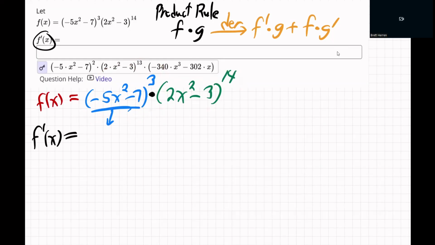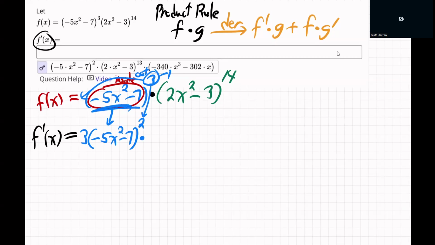Because now this right here is the inside function, and this right here is the outside, right? And so how do we do that? That 3 comes down. Keep the inside unchanged at first. Then lower the power by 1, to 2, right? Times the derivative of the inside. Inside function derivative, that's going to be minus 10x. Did you track with that?